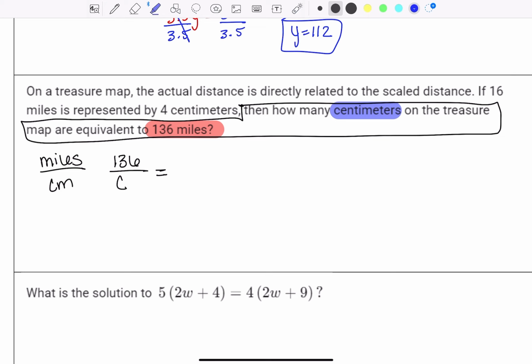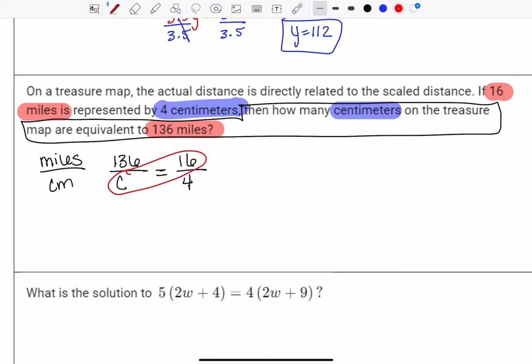So then you go and look for your first number, which is 16 miles. So that's going to go here in your numerator. And then you're going to have 4 centimeters. So it's just going to be here 4. So then again, you're going to go ahead and cross multiply. So you're going to do 16 times C, which is 16C. And then you're going to do 136 times 4. And then that's going to give you 544.